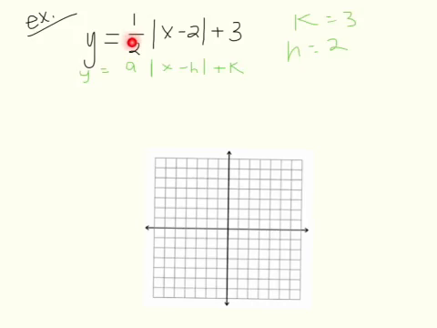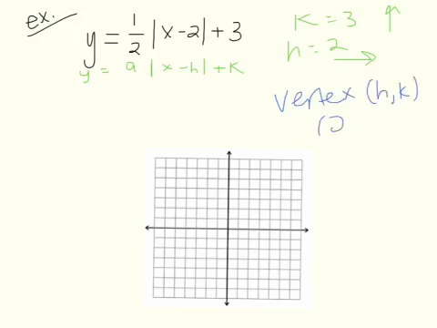This is going to be wider than the parent function. It's going to move to the right 2. h is my horizontal shift, so that vertex is moving 2 to the right, and then it's moving up 3 because k is my vertical shift. So up 3, to the right 2, and it's getting wider. So let's graph that from here. Remember that the vertex was your h, k.